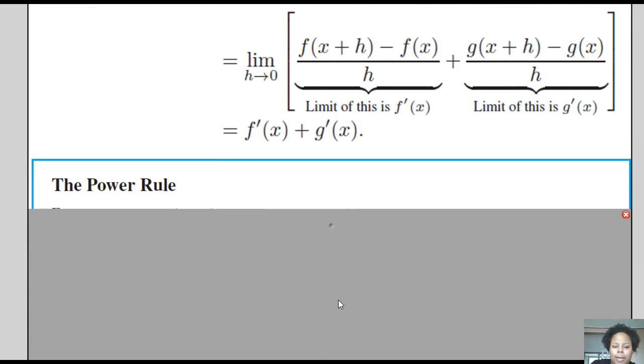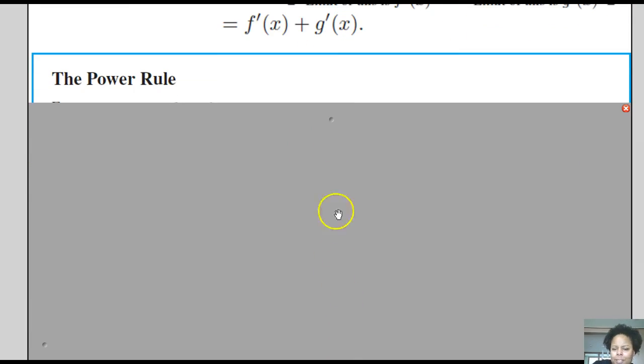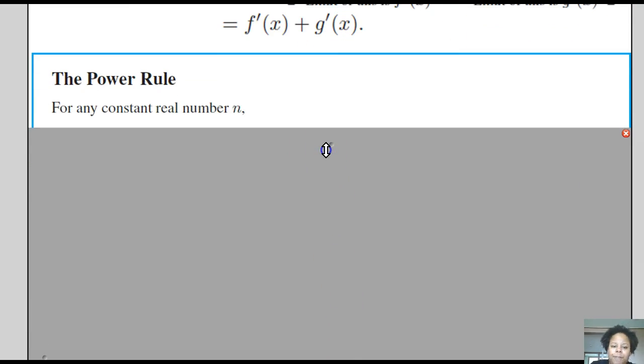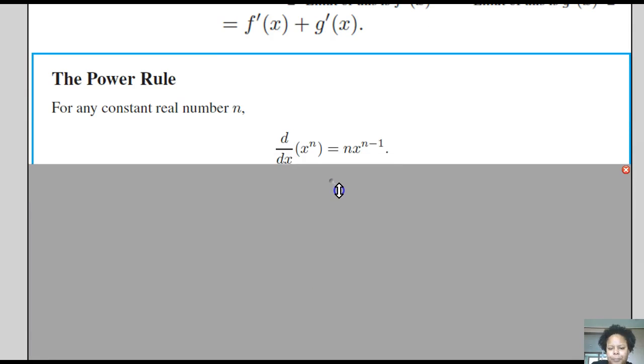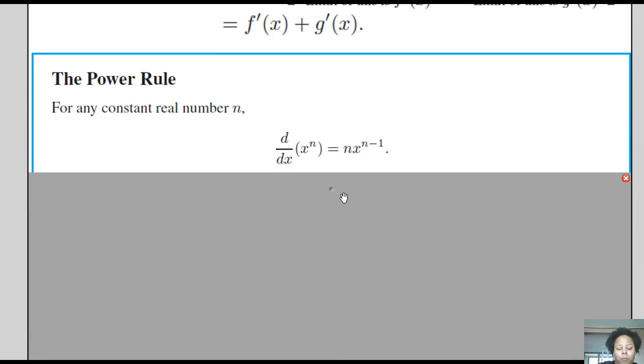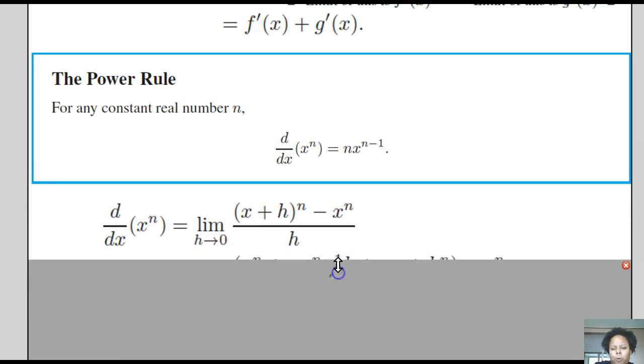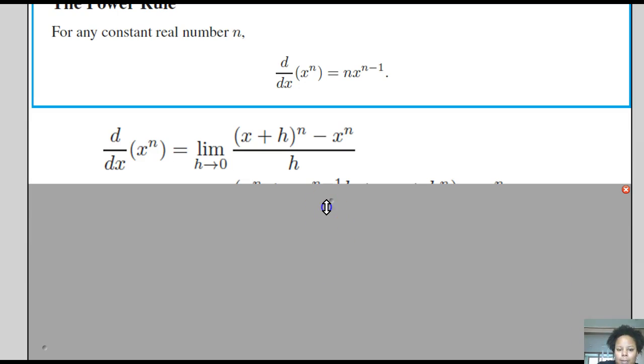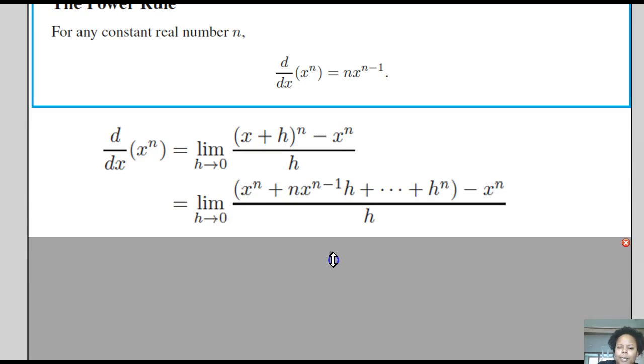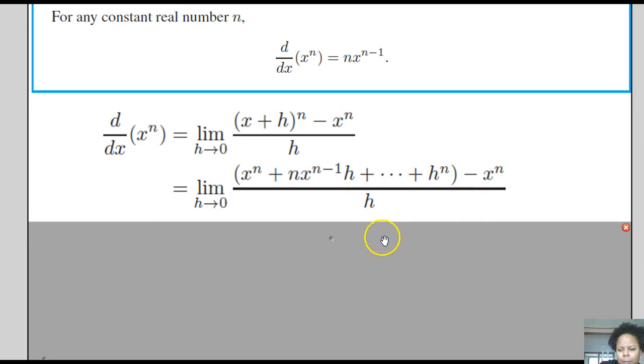The last rule we're going to look at is the power rule, which we already have some experience with. If I have a constant real number n, we already know from previous examples that the derivative of the power function x to the n is equal to n times x to the n minus 1. If you don't remember why that works, here we have the definition of the derivative. If I expand x plus h to the n, I end up with a whole bunch of terms of x and h in combination.